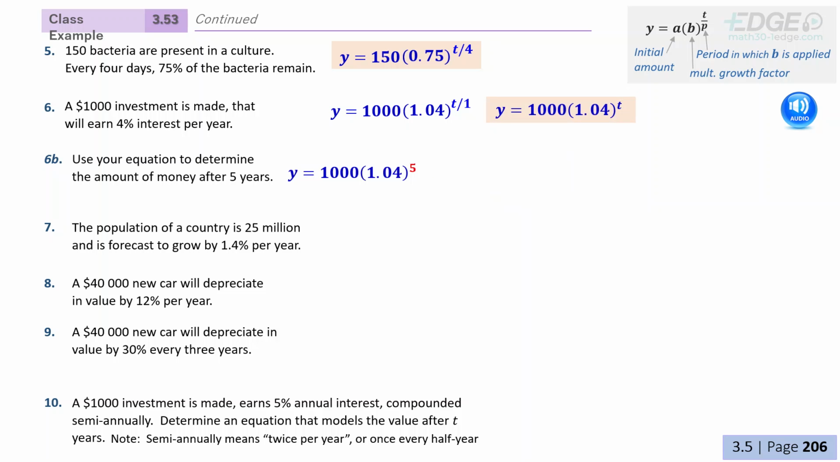6b, use your equation to determine the amount of money after 5 years. So now in this case, we just really replace our t with 5.